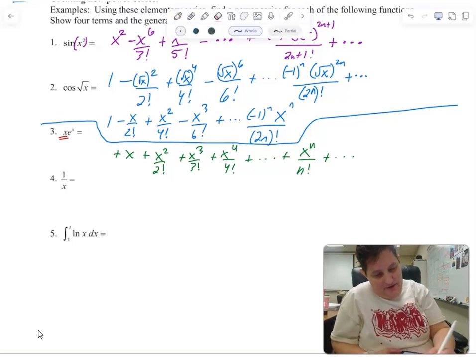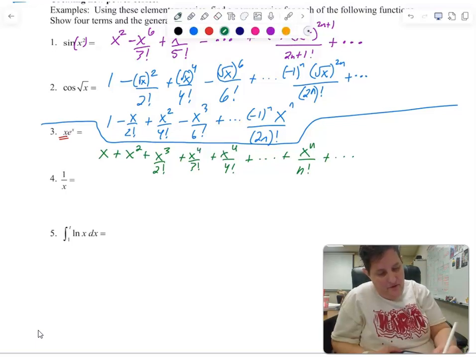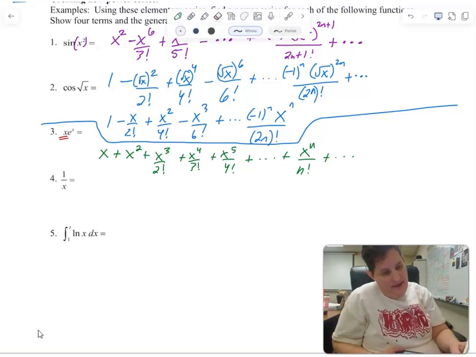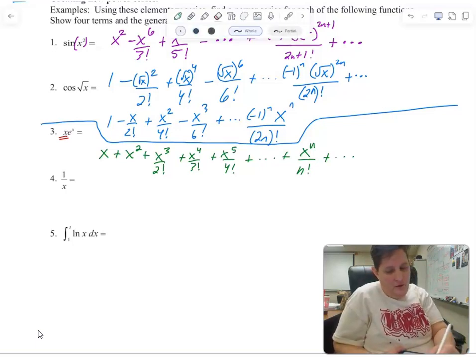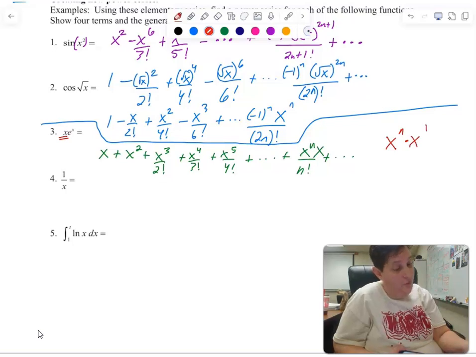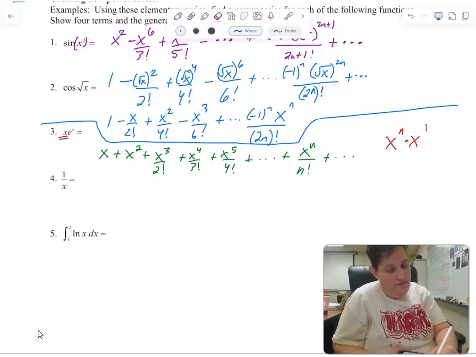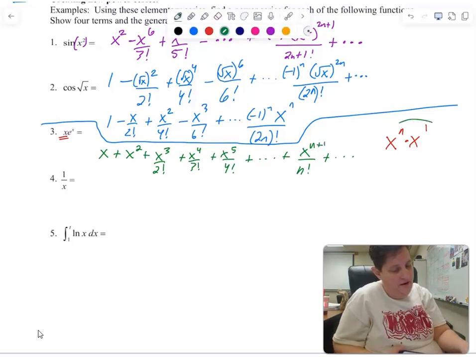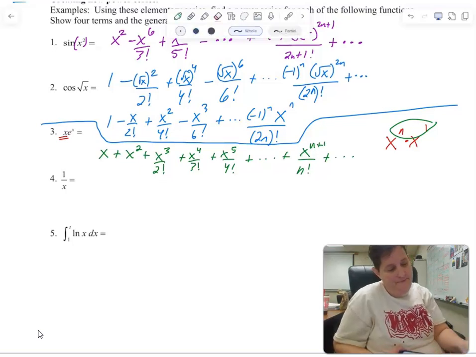So now this actually becomes x, and then x times x is x squared. This becomes x to the third. This becomes x to the fourth. This becomes x to the fifth. And then what does this become? Every time I multiply by an x, just think about it: what does x to the n times x become? If that's x to the n times x to the 1, it becomes x to the n plus 1, because when you multiply, you are adding the exponents.